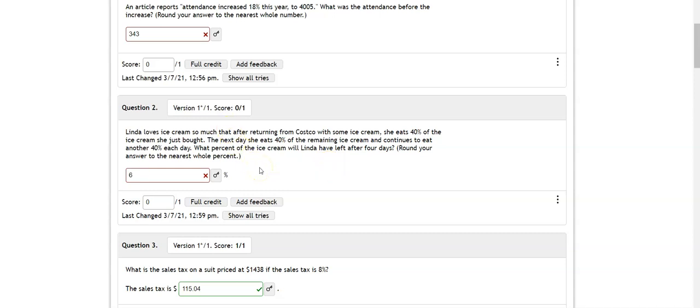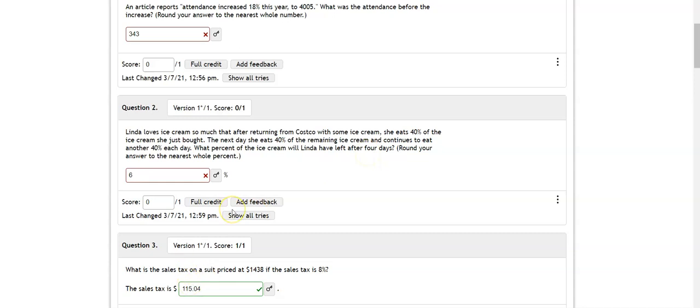Okay, so Linda loves ice cream so much that after returning from Costco with some ice cream, she eats 40% of the ice cream she just bought. The next day, she eats 40% of the remaining ice cream and then continues to eat another 40% each day. So she's eating 40% of the ice cream every day for 4 days. And we want to know what percent of the ice cream Linda will have left after the 4 days.